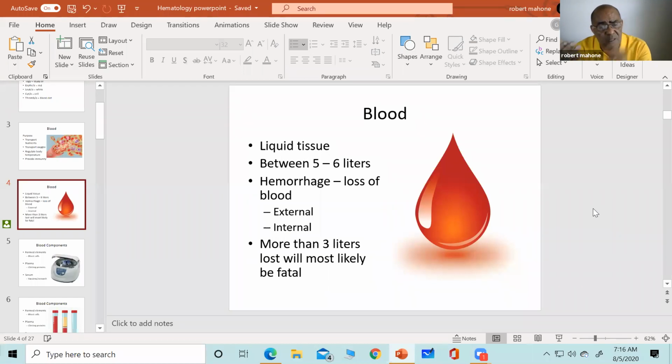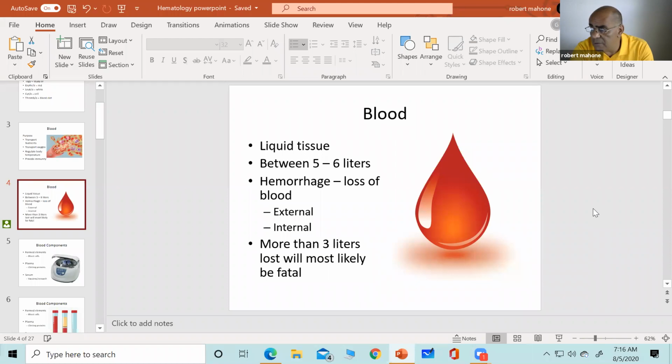Our bones would be an example of hard tissue. They have living cells, but the tissue itself is hard. You'll know that if you ever break a bone, it hurts because there are living cells in there. But if you cut a hair, it doesn't hurt because that's dead cells. So anything that has living cells is tissue. Since blood has living cells, it is then liquid tissue. We have about 5 or 6 liters of blood in our body. The bigger you are, the more blood you might have.